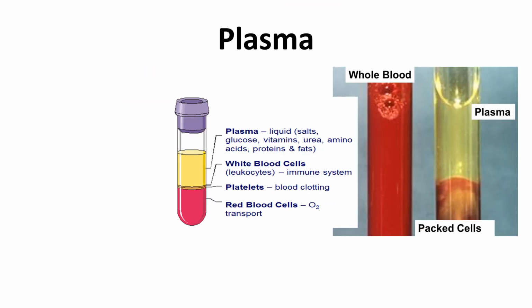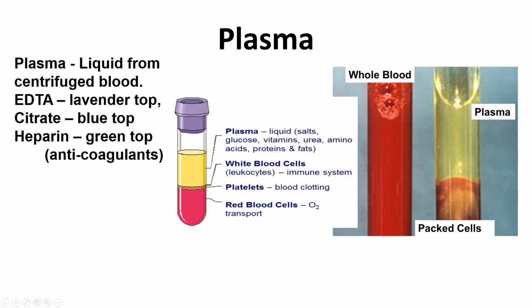Now, blood has two major components. It has cells, and it has this liquid we call plasma, and that straw-colored liquid has salts and vitamins and urea, amino acids and proteins and fats in it. And then if you let blood settle, you'll see white blood cells and platelets at the top, and then red blood cells down below. This is sometimes called the buffy coat, the white layer right between the red blood cells and the plasma. Plasma is the liquid you get from centrifuged blood.